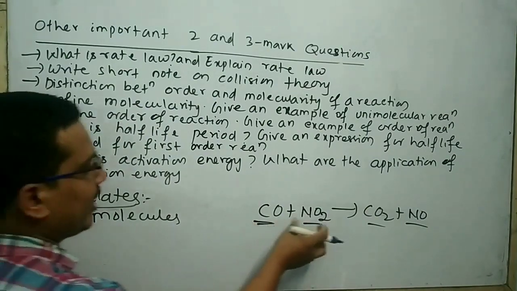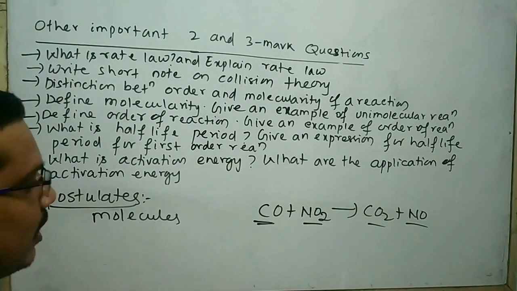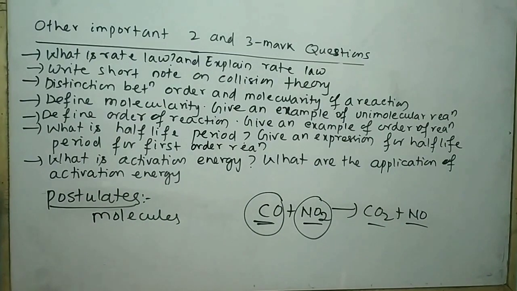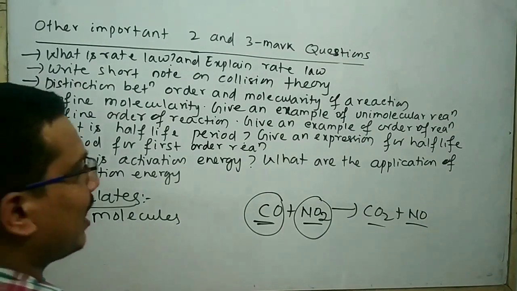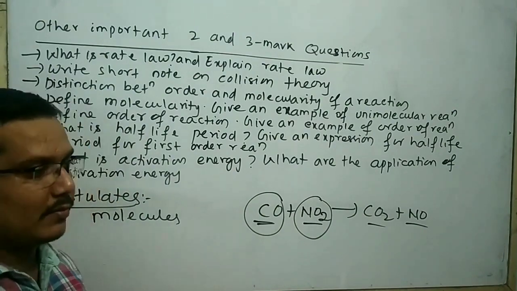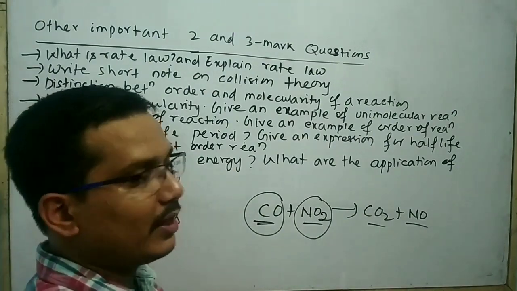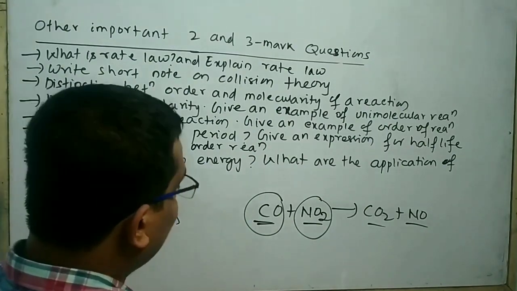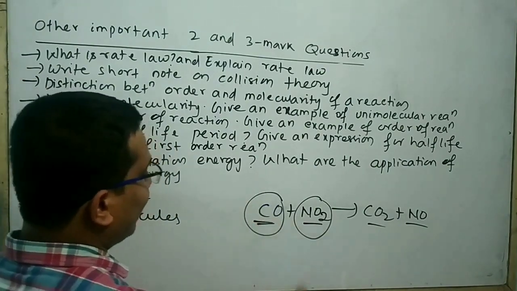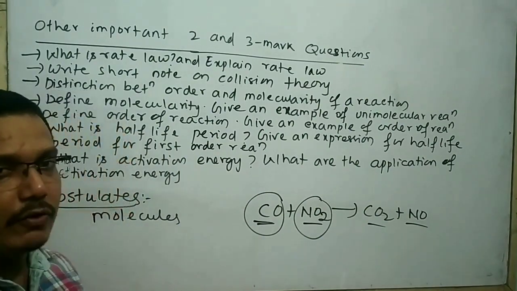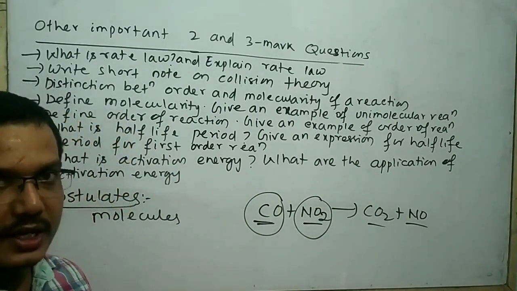That means CO and NO2 are made of molecules, and these molecules are always present in a container in random motion. That means they move in a random way. Due to their randomness, the molecules collide with each other. As a result, collision is possible, and this intermolecular collision is responsible for the reaction. Remember an important point: all the collisions between CO and NO2 are not responsible for a reaction. Only effective collisions are responsible for the reaction.